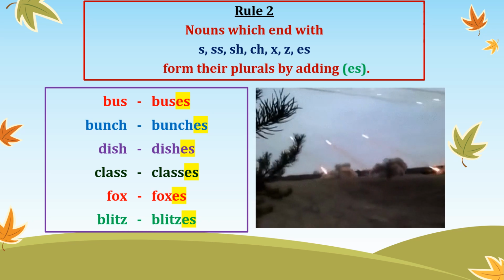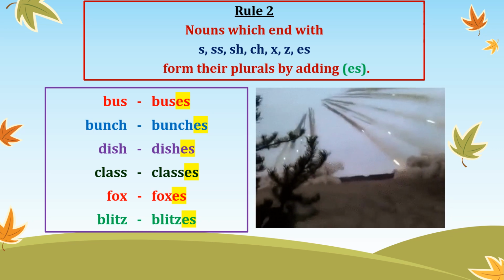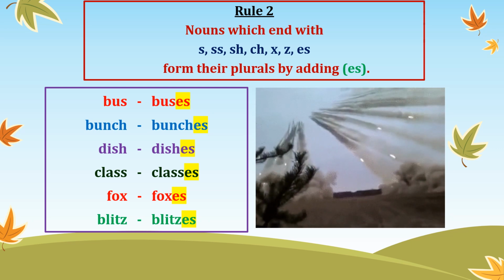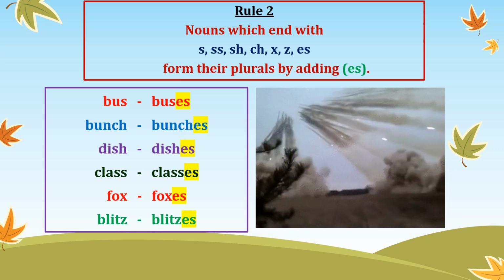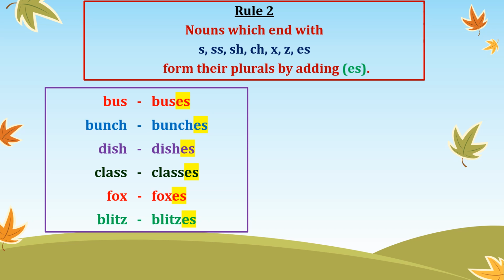The next one is blitz. This is ending with z. That means again we will add es and the noun will become blitzes. So I hope you all have understood rule number 2. Just add es.